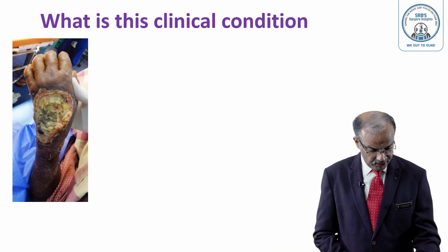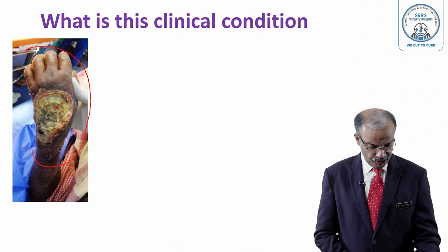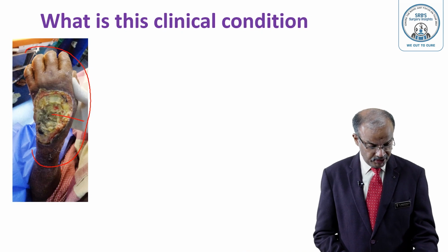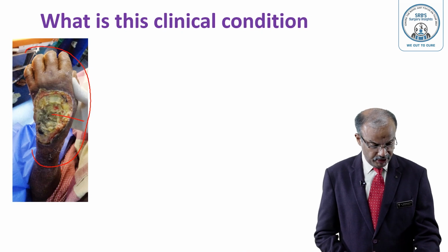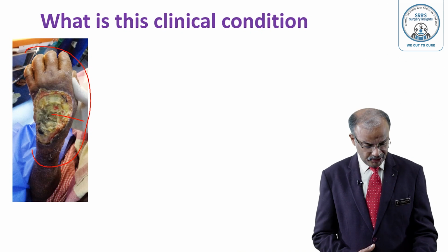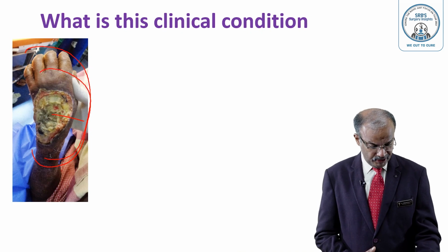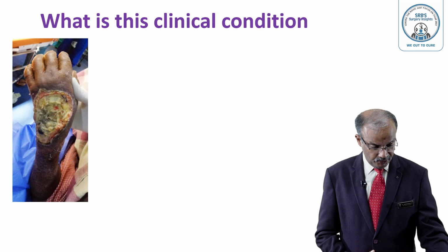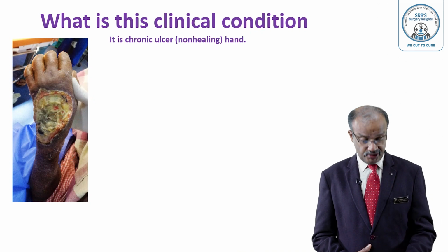Look at that. It's a hand actually. So much necrotic area is there. Slough is there. You can see the edge. You can see the surrounding area. Edematous, pigmentation. All features of infection are there. Suppuration is there. Pus is there. So what is this condition? It is a chronic ulcer.